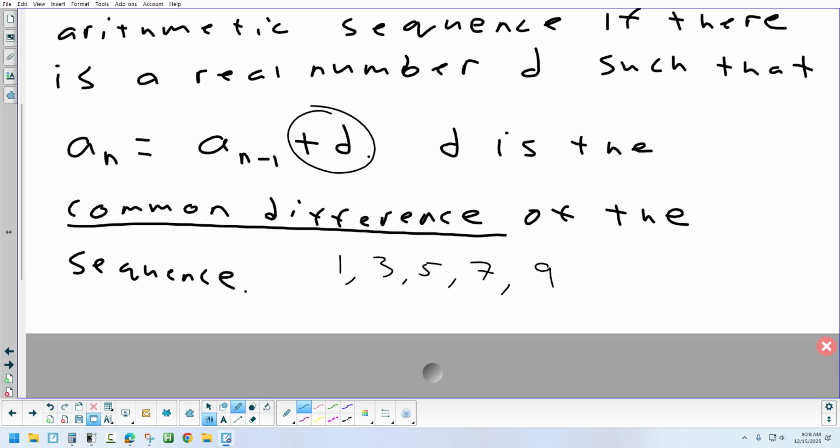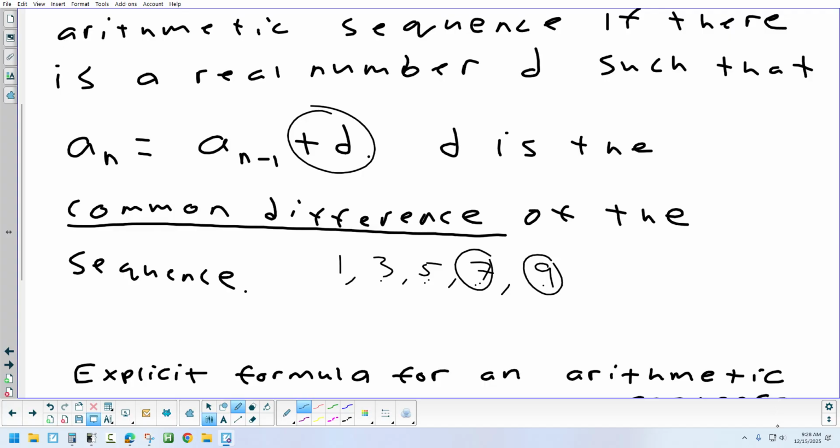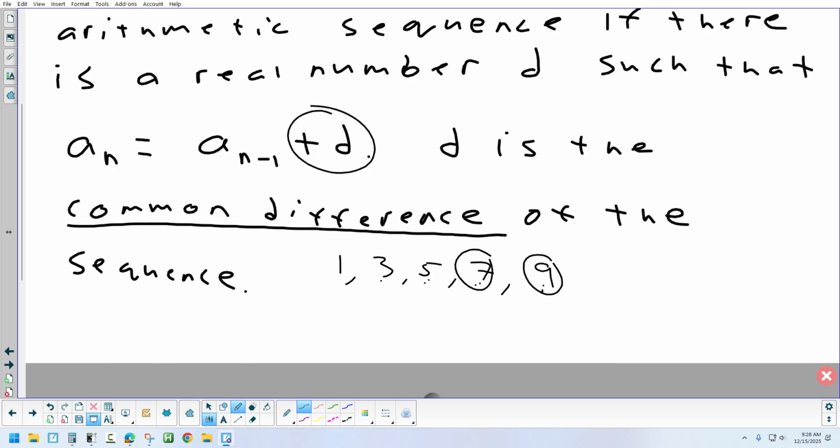But if you weren't sure what you were adding each time to get from one number to the next, take any number and subtract the one that comes before it. That will tell you what you are adding each time. So if you do 9 minus 7, what do you get? 2. How about 7 minus 5? 2. 5 minus 3? 2. They all come out to 2. That's why it's called a common difference. So take a term, subtract the one that's directly before it, and that will tell you what you're adding each time.